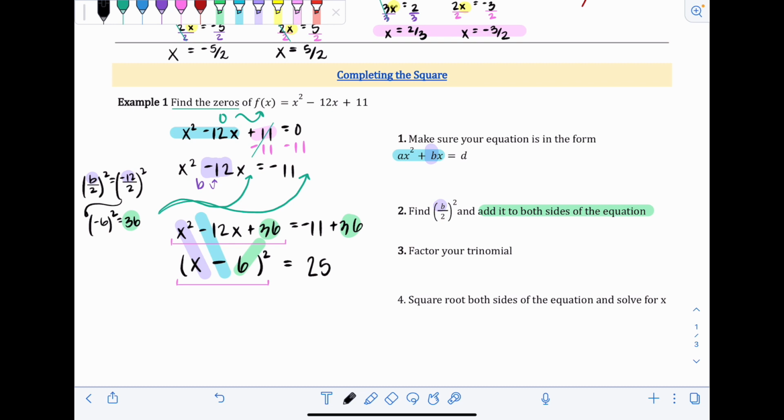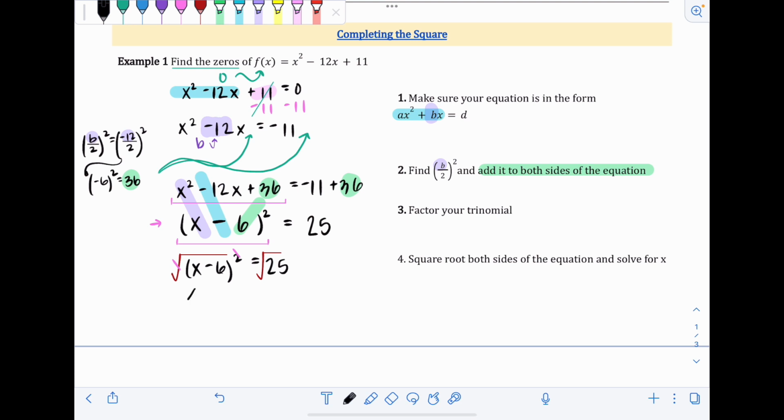And then for step 4, it says square root both sides of the equation and solve for x. I'm going to go ahead and rewrite the line I have up here without the highlight on there. So it's x minus 6 squared equals 25. And now I'm ready to square root both sides to solve for x. So we square root the left side to cancel out that exponent, because square rooting something cancels out raising something to the second power.